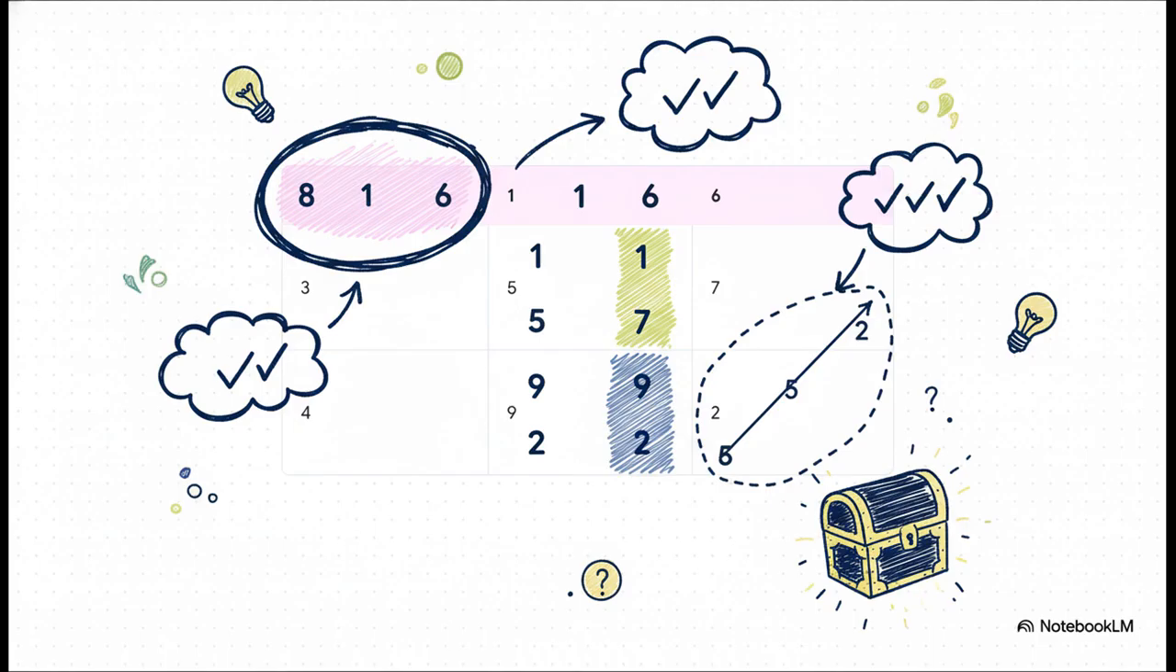Let's see our real one in action. Look at that top row. 8 plus 1 plus 6, that's 15. The middle column, 1 plus 5 plus 9, also 15. What about the diagonal? From the top left to the bottom right, 8, 5, 2, you guessed it, 15. Every single line adds up perfectly. This is the treasure our little algorithm is trying to hunt down.